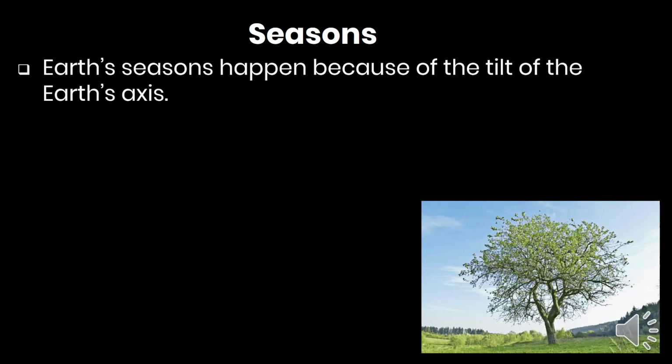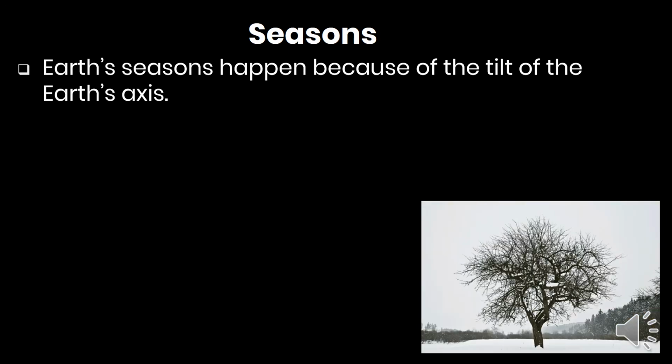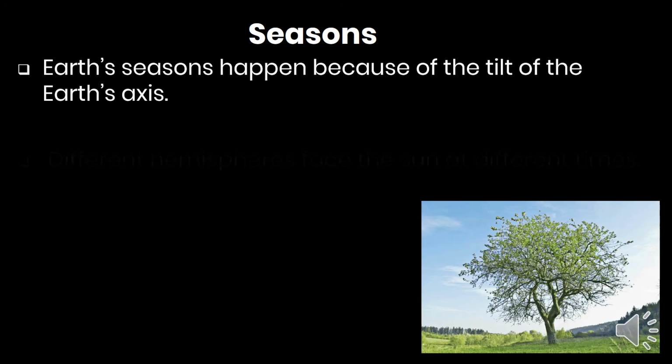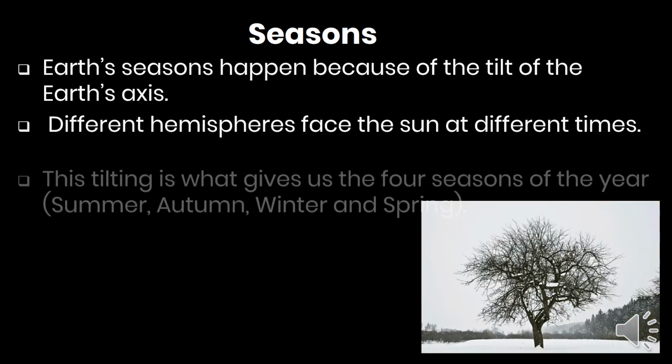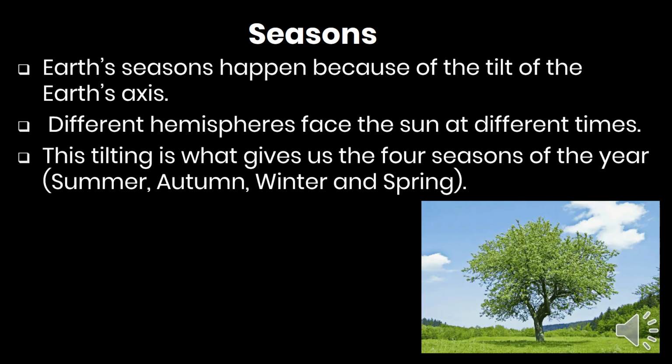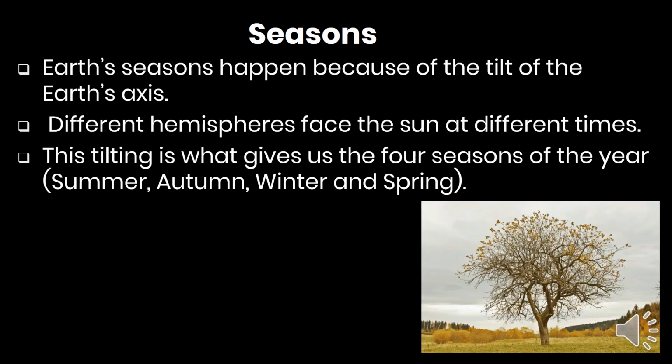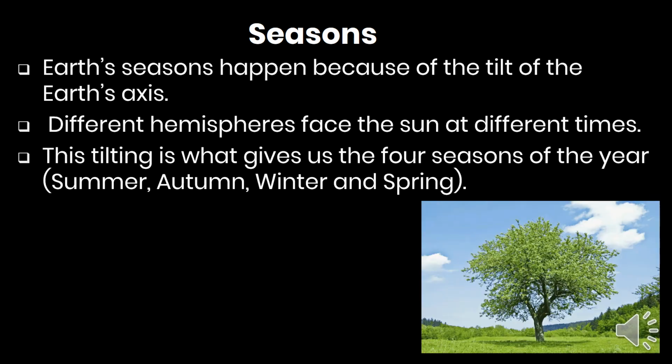Seasons. The Earth's axis is tilted from perpendicular to the plane of the ecliptic by 23.45 degrees. This tilting is what gives us the four seasons of the Earth: the spring, summer, autumn, and winter. Since the axis is tilted, different parts of the globe are oriented towards the sun at different times of the year.